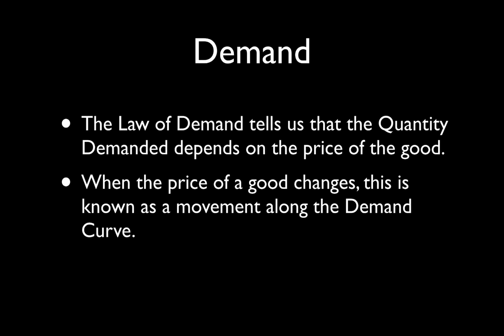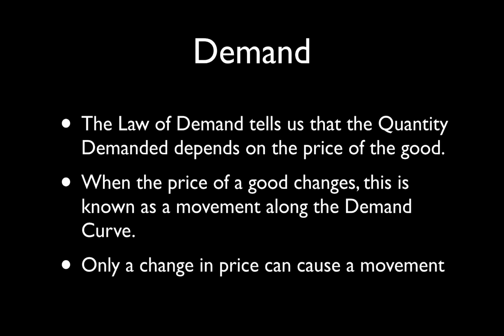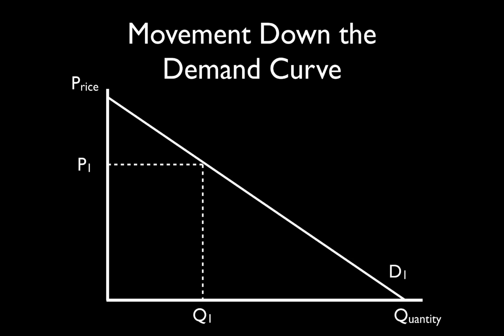And just to be clear, no other factor can cause a movement. A movement along the demand curve, which we're going to show again more explicitly in a second, is only ever caused by a change in the selling price of the good itself. Only a change in the selling price of the good itself can cause a movement. Please keep that in mind.